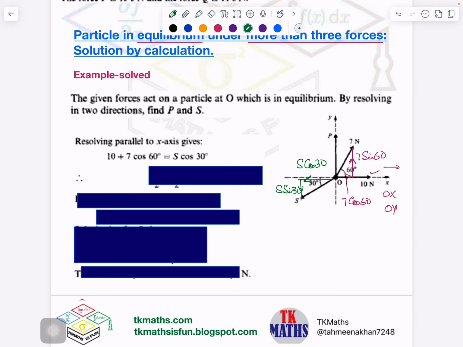So now along x-axis if we see 10 is equals to, because there are two forces, sorry, this one 10 and this one also I have written here 7 cos 60. So they both are acting in this direction. So that's why they are added. And on the left hand side only one force is acting, which is S cos 30. So this is how you will simplify left hand side and you will get the answer of S.